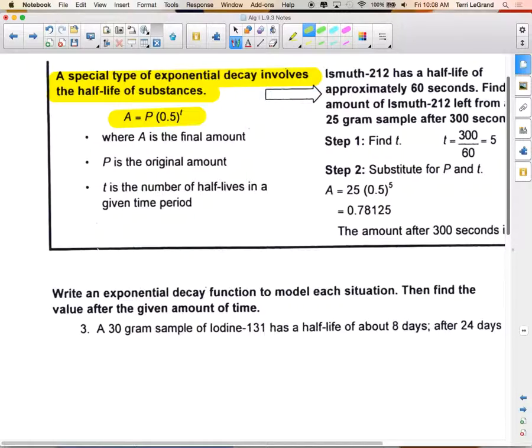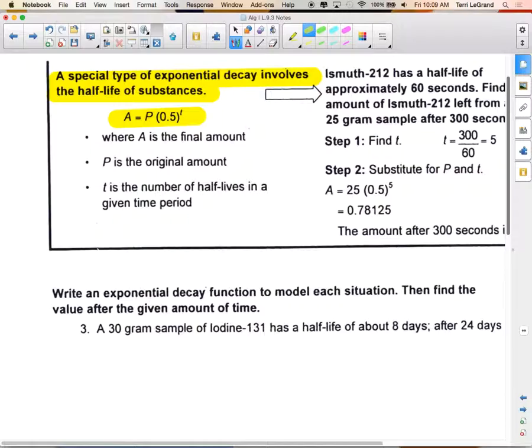That capital A would be like our what? In our y equals ab^x? Our y. The capital P would be like our little a, our lowercase a. And the 0.5 would be our b. They've already done the 1 minus. In other words, this is exponential decay.